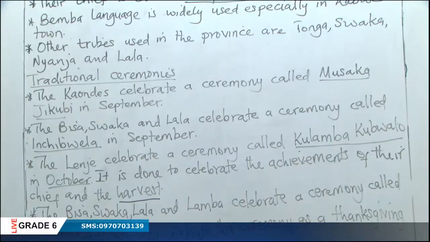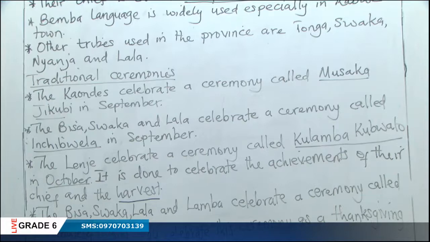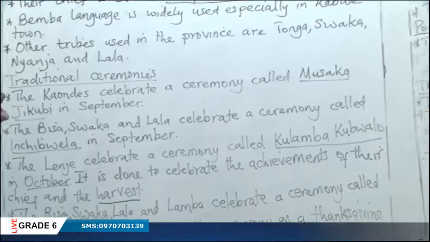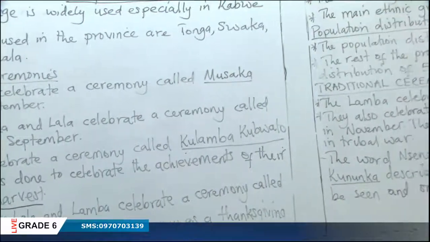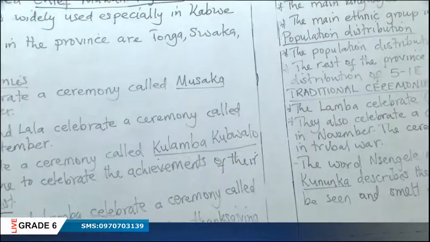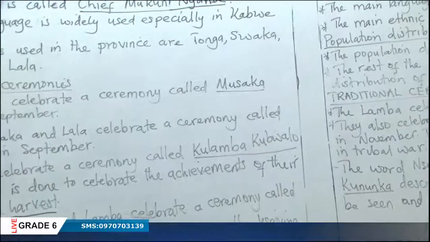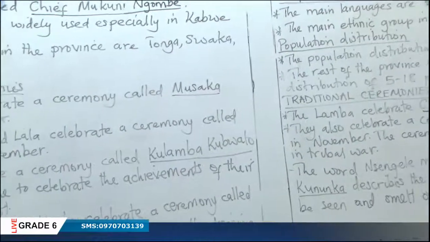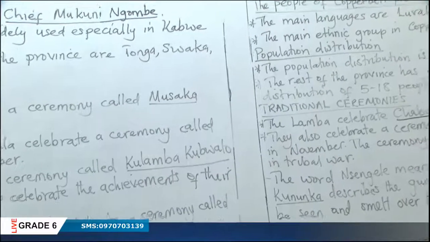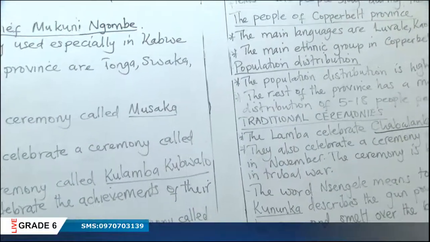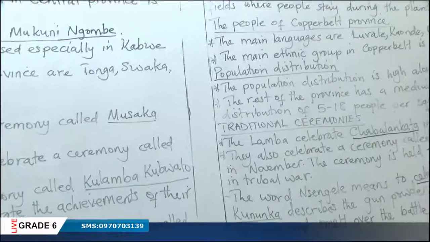Okay, so the Riza, Swaka, Lala, and Lamba celebrate a ceremony called Ichimbwela Mushi. They celebrate this ceremony as a thanksgiving for the safe return from their temporary homes in the fields where the people stay during the planting season. So boys and girls, I said that the Riza, Swaka, Lala, and Lamba at a particular point go to the fields to prepare their land for planting, and in those fields they build temporary homes.